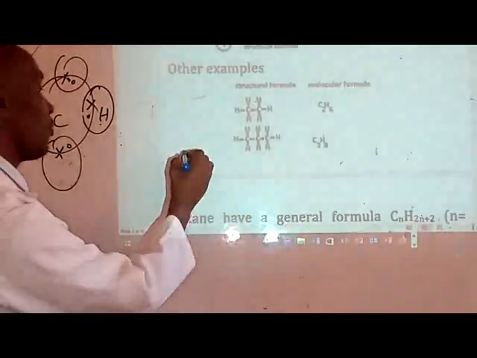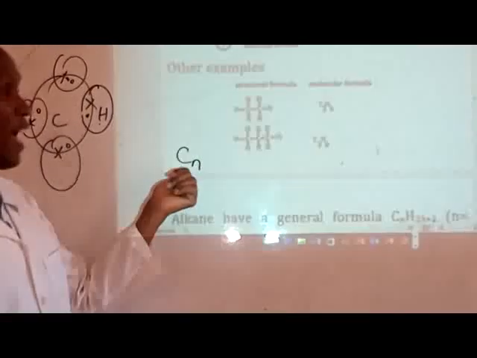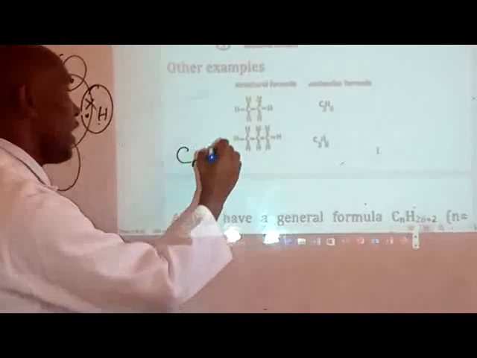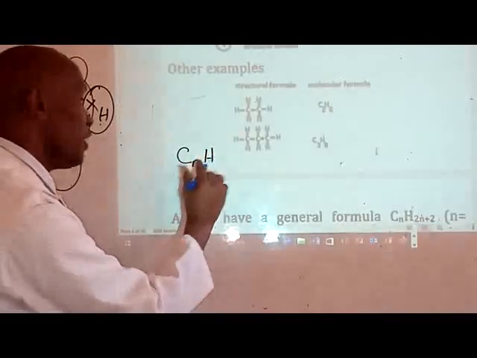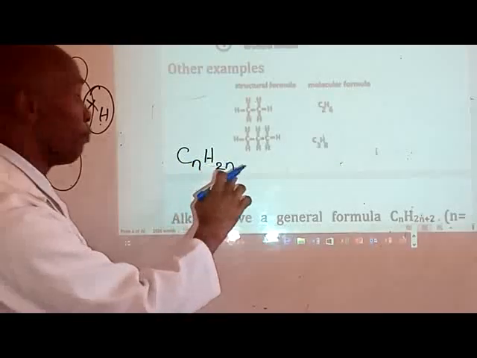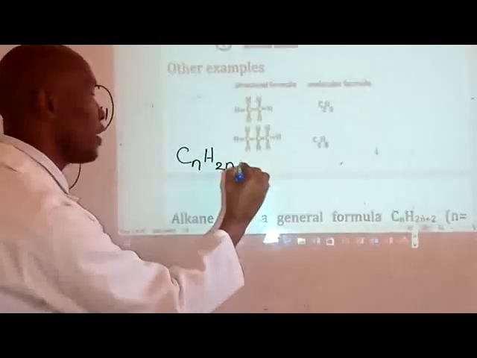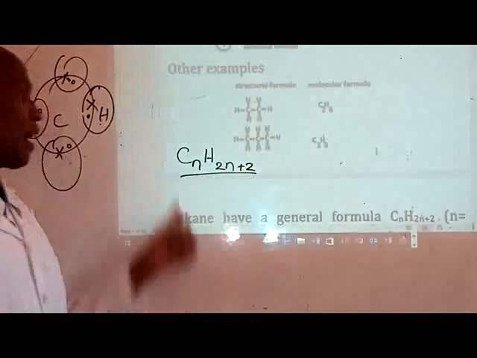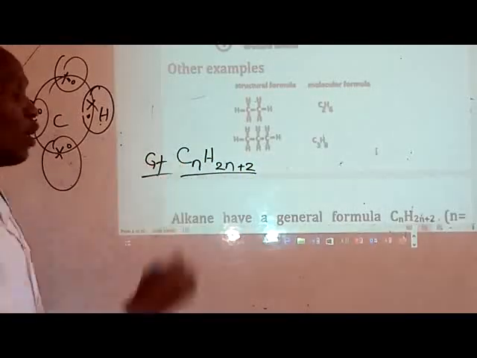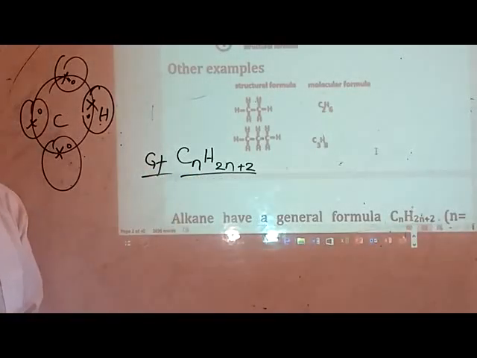So what is the general formula of the alkanes? If an alkane has n carbon atoms, then how many hydrogens will it have? It will have 2n, because each of these carbons must be bonded to 2 hydrogens. Then we add these 2 hydrogens at the end. So this becomes the general formula of the alkanes. The general formula of the alkanes is CnH2n+2.